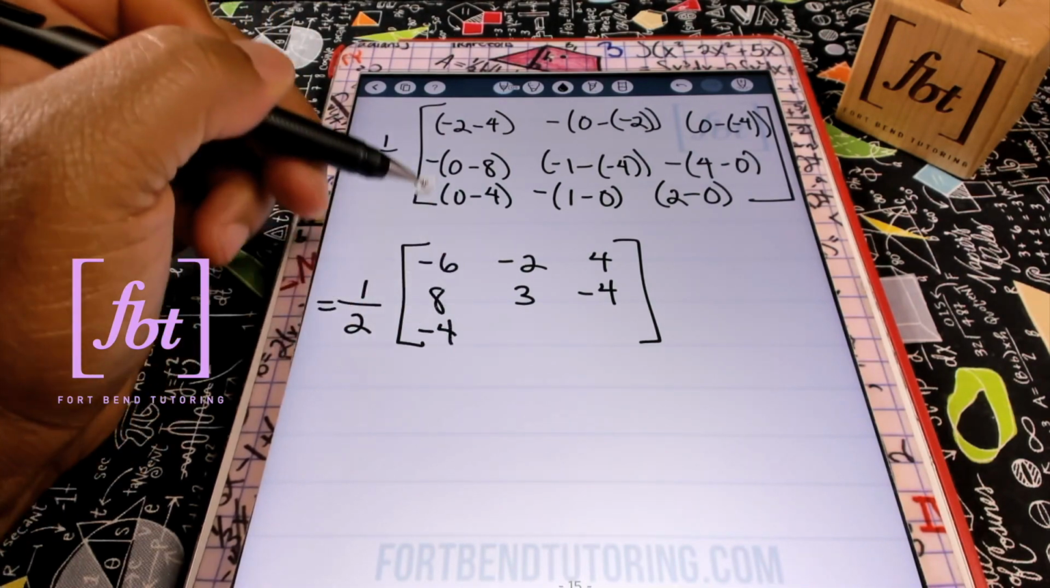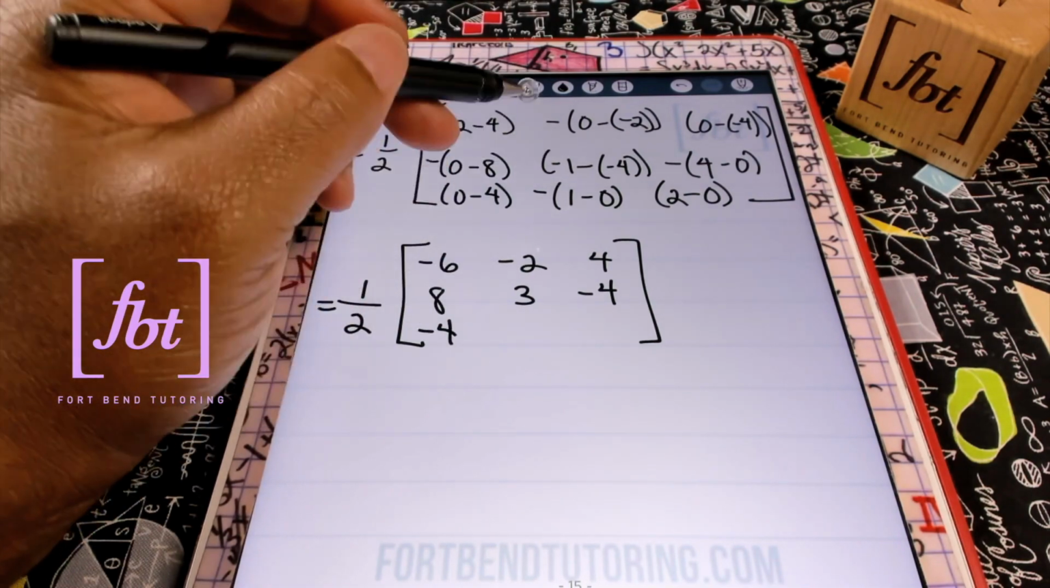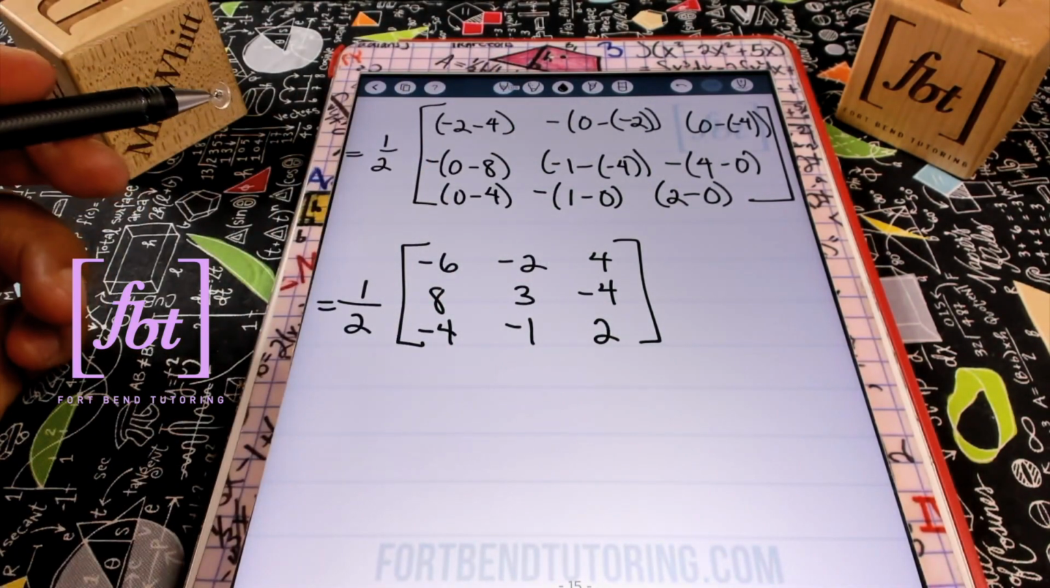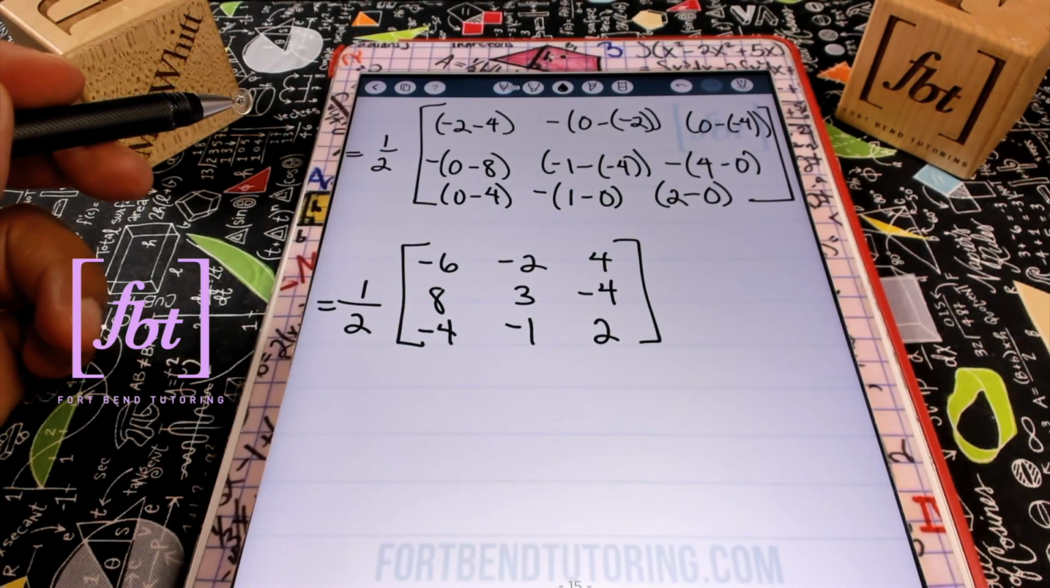That's -4. 0 minus 4 is -4. The opposite of 1 is -1. And then you'll have 2 minus 0, which is 2. And this is what we have so far.